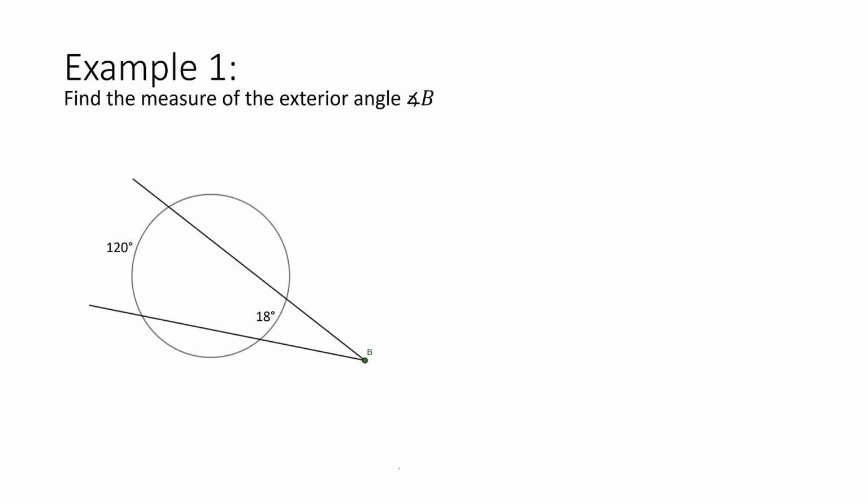It says find the measure of the exterior angle B. So applying the theorem, it says that the exterior angle, in this case angle B, equals the major arc, the largest arc formed between the 2 secants, which is 120 degrees, minus the minor arc, the smallest arc formed between the 2 secants, which is 18 degrees, over 2.